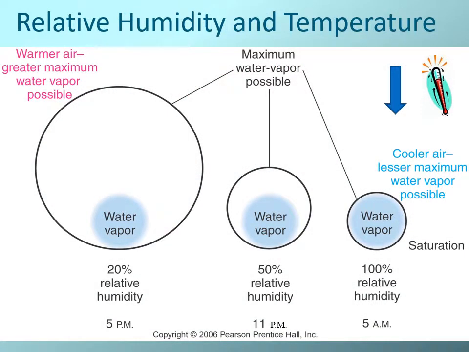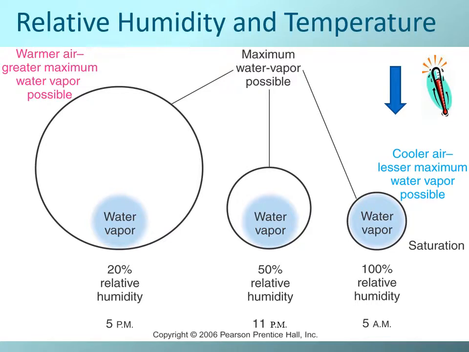So here's another way of looking at it. This black circle is the capacity of water vapor, and that depends again on temperature. Let's say it's 5 p.m. and it's pretty warm outside. The blue circle is the actual amount of water vapor, and the empty black circle is the capacity. If you compare the two, that's about 20%.